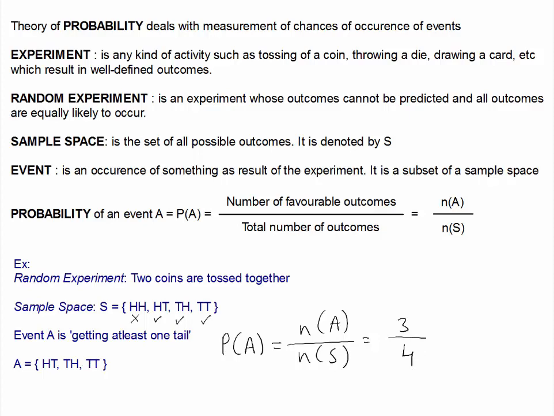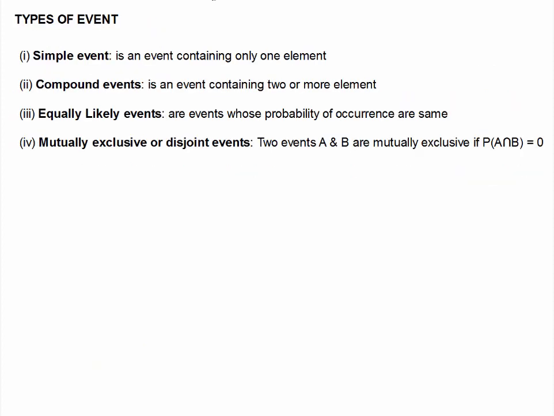Now let's see various types of events. So first is simple event. It is an event containing only one element. Next is compound events. It is an event containing two or more elements. Then equally likely events are events whose probabilities of occurrence are the same. Meaning these are events which are equally likely to occur. That is, they have the same probability.